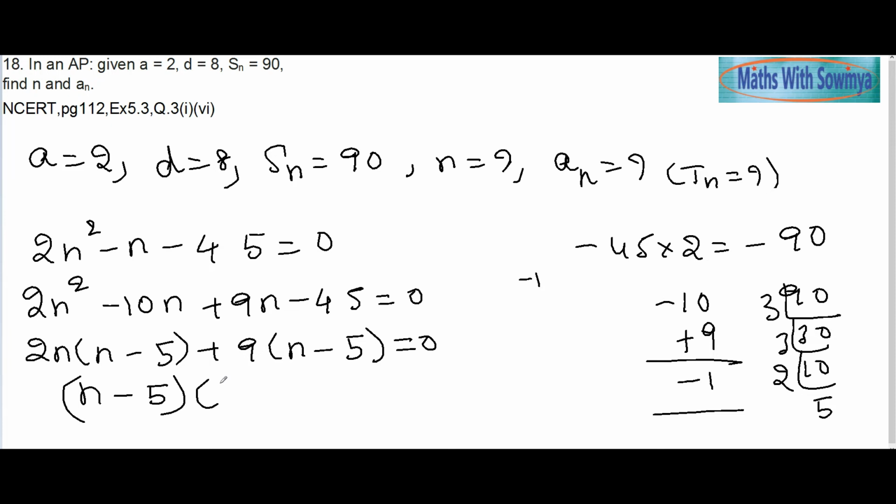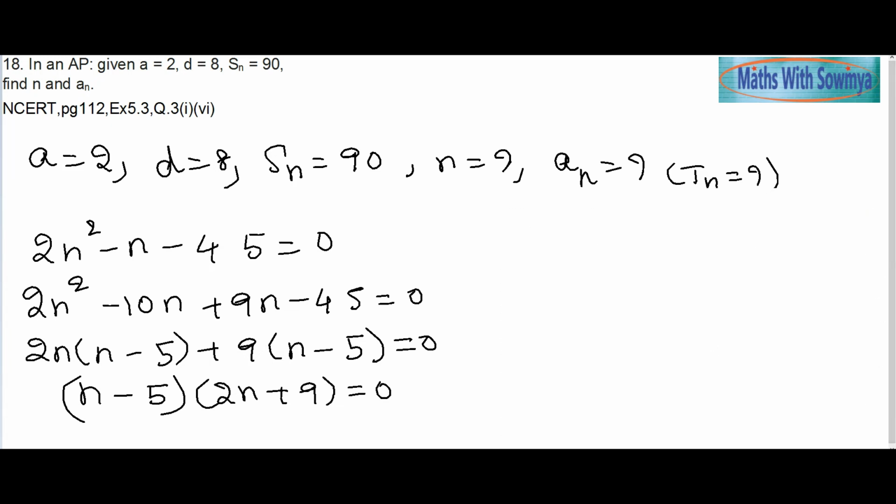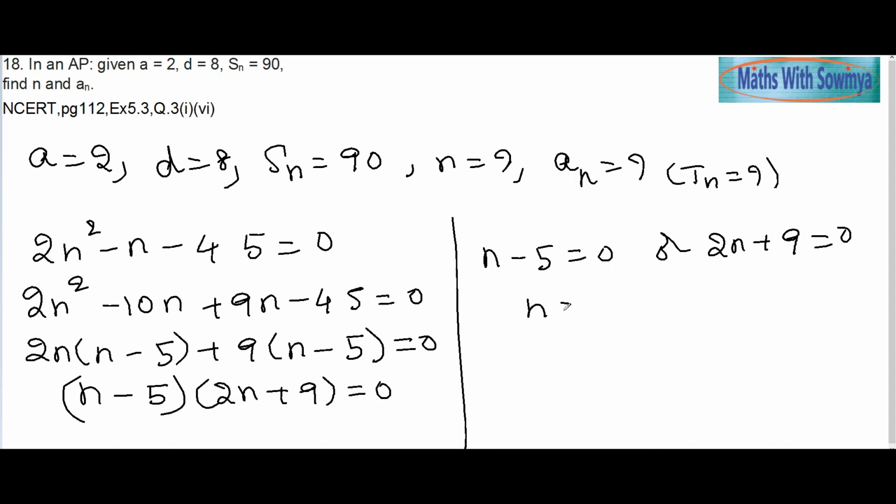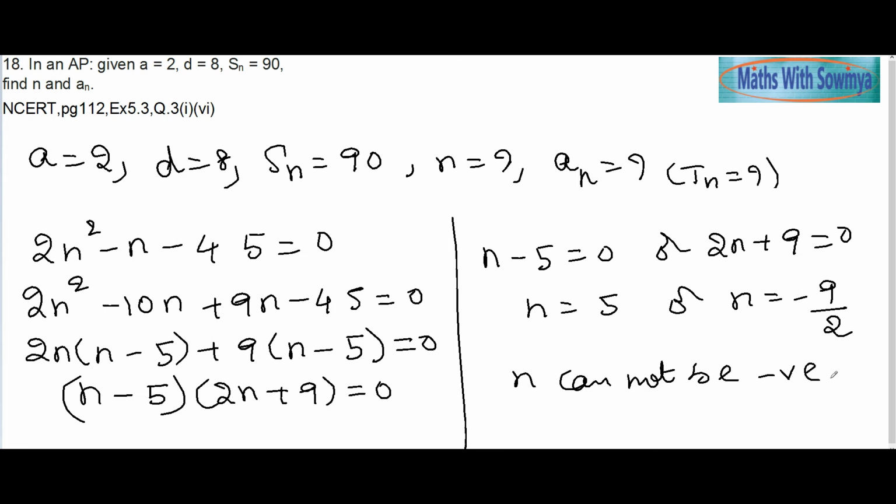Therefore, n minus 5 and 2n plus 9 is equal to 0. It is a product, so one of the factors must be 0 here. So either n minus 5 should be 0 or 2n plus 9 is 0. n is equal to 5 or n is minus 9 by 2. n cannot be negative, nor can it be a fraction. Therefore, n is equal to 5 is our answer.